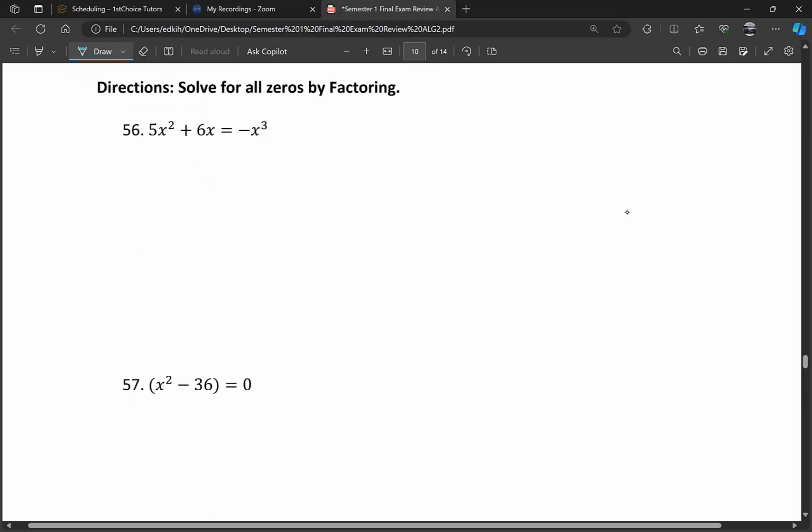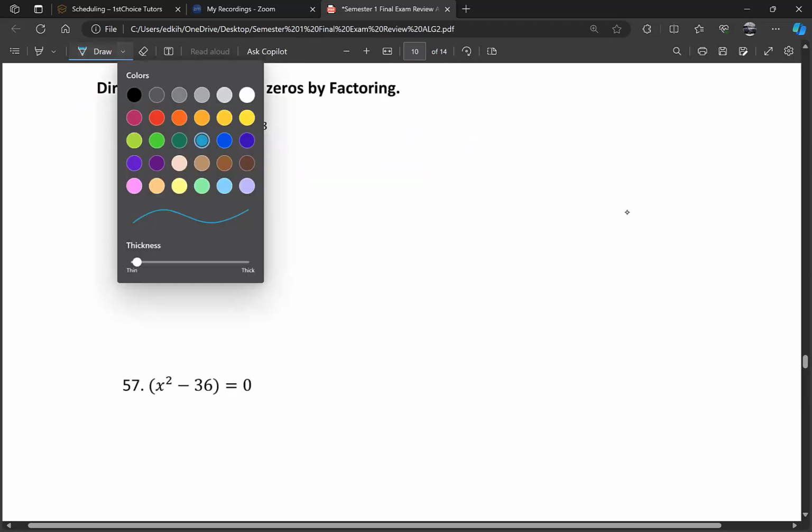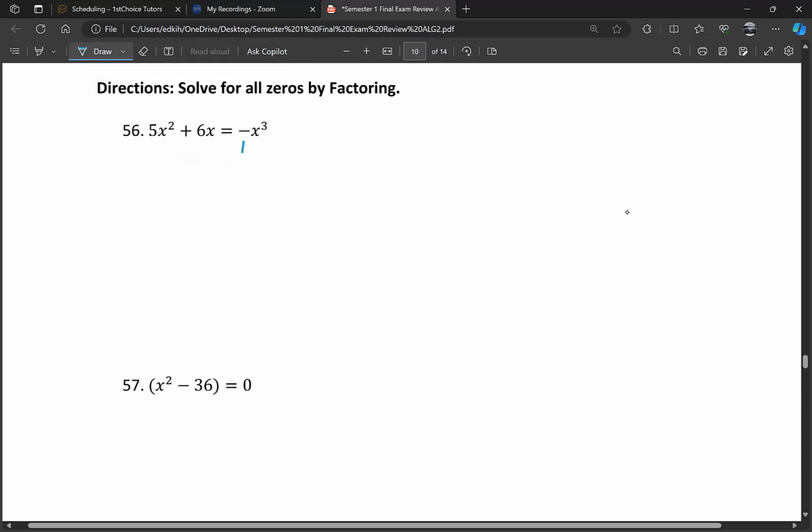Okay, now we are solving these. Once again, solving, you have to set your equations equal to 0. So that's our first move. Let's move the x to the third to the left side. So I'm going to add x to the third to both sides. Our equation needs to be written in standard form. X to the third plus 5x to the second plus 6x equals 0.